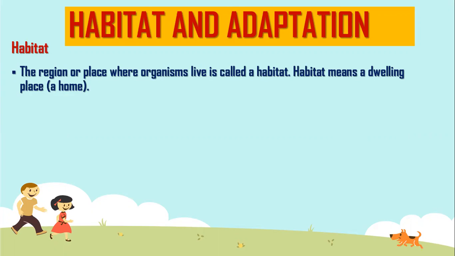Like fish lives in water, right? Can you imagine a fish without water? No. Similarly, lotus plant grows in water. It doesn't grow on land. So water is the habitat for the fish and the lotus, right?